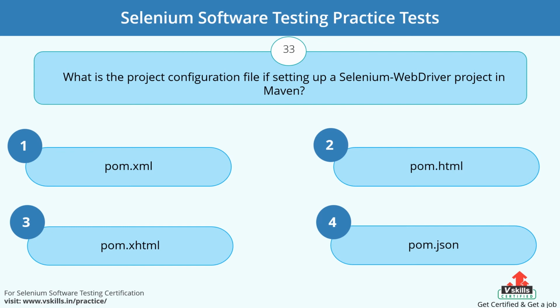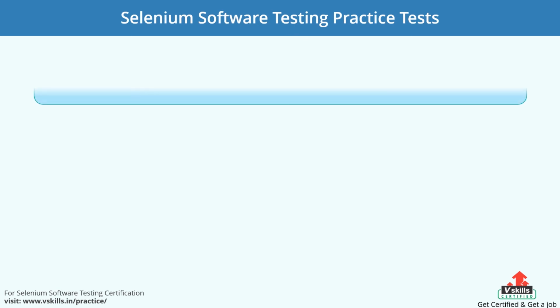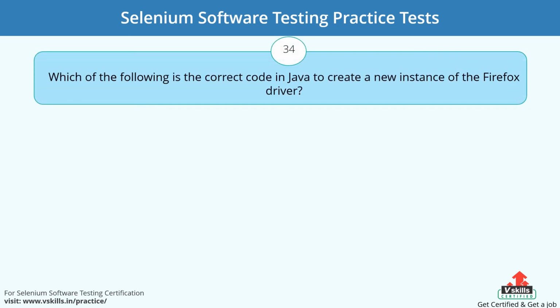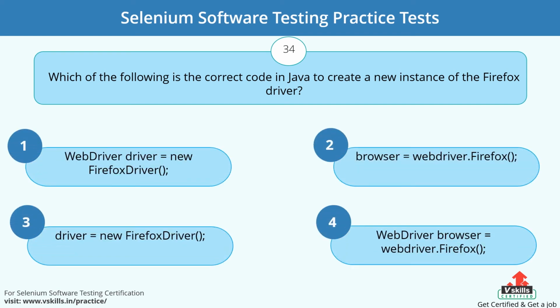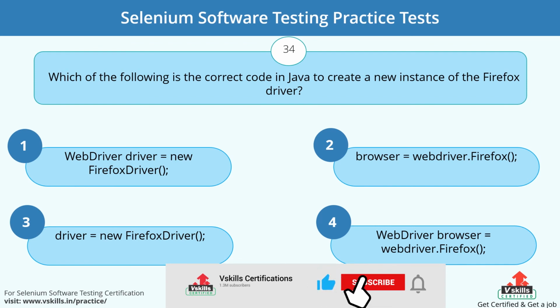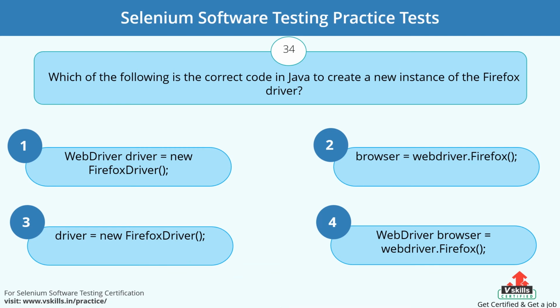The correct answer is option A. Question number 34, which of the following is the correct code in Java to create a new instance of the Firefox driver? The options are A. WebDriver driver equals new FirefoxDriver. B. Browser equals webdriver.firefox. C. Driver equals new FirefoxDriver. D. WebDriver browser equals webdriver.firefox. The correct answer is option A.